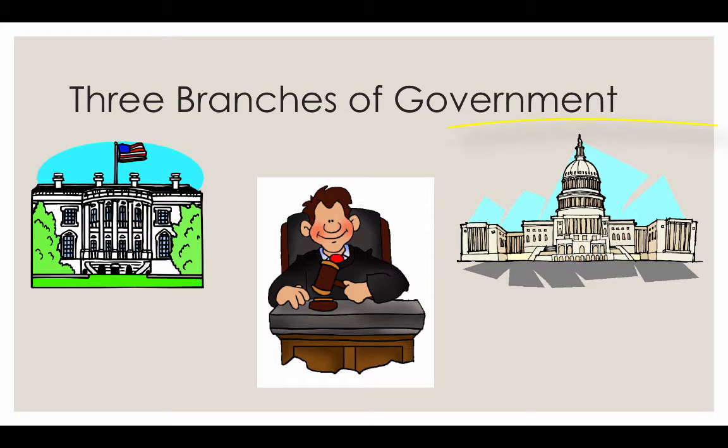Lastly, we have the legislative branch. At both the state and federal levels, the legislative branch is responsible for making laws. At the federal level, the Senate and the House of Representatives make up the legislative branch. Together, they form Congress.